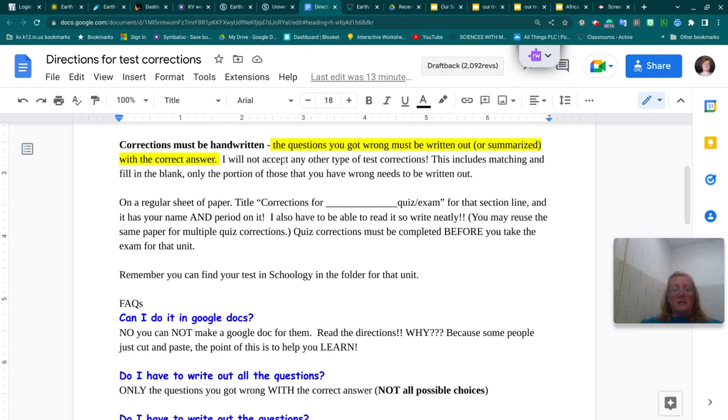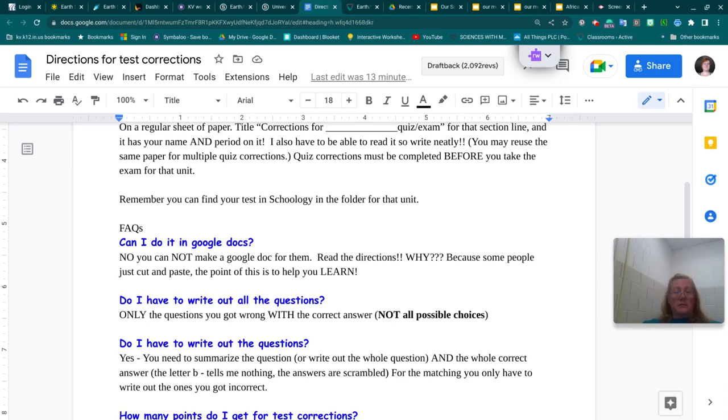Okay. I will not accept anything that's not written out. That includes matching and fill in the blank. I'll show you a couple examples down below. Make sure you title it corrections for, in this case, the universe. Make sure you're writing neat enough I can read it. If I can't read it, I'm not accepting the back. If it's not correct, you don't get the points back.